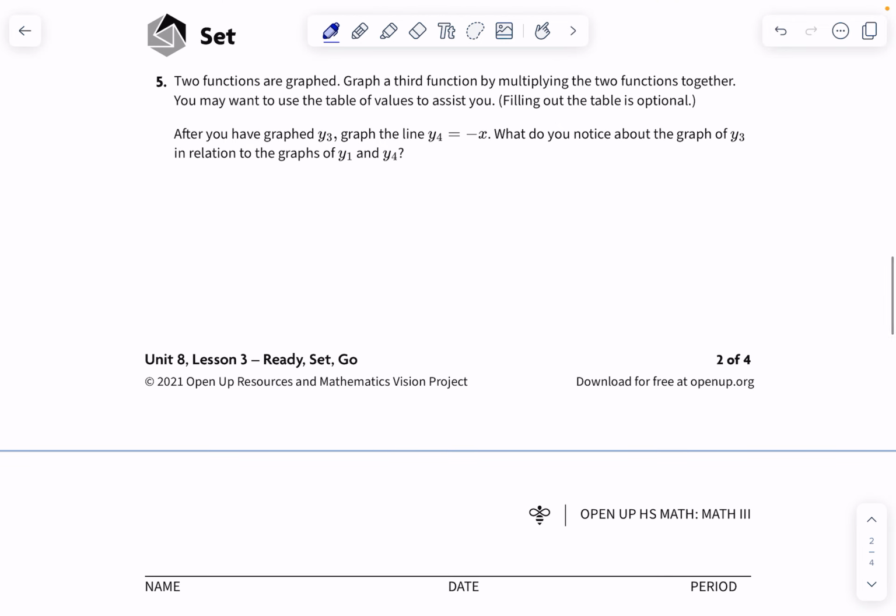Let's go to 5. So now we have two functions that are graphed. Graph a third function by multiplying the two functions together. Okay. You may want to use a table of values to assist you.